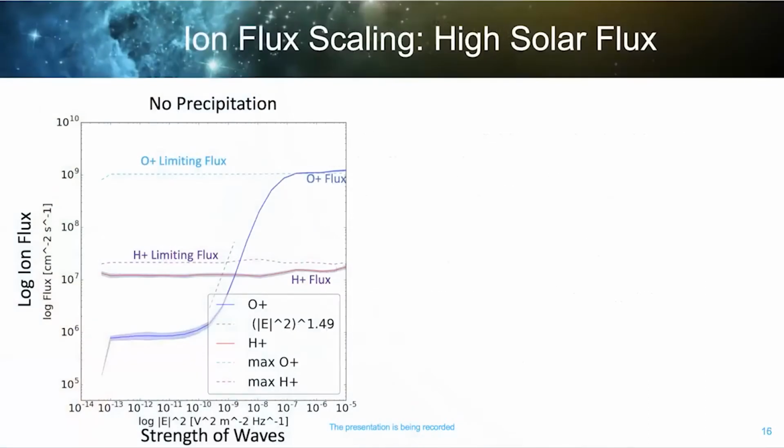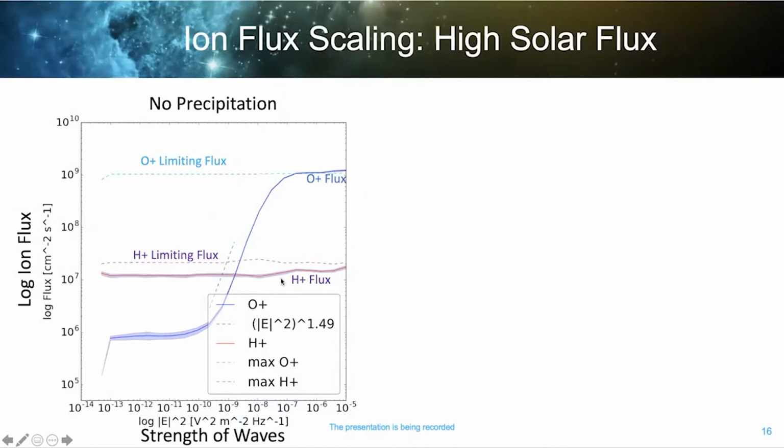So this is one example for solar maximum. On the x-axis, I'm showing the strength of the waves, and on the y-axis, I'm showing the log of the ion flux. So this is the ion outflow response to different wave powers. I'm showing you the O+ flux in blue and the H+ flux in red.